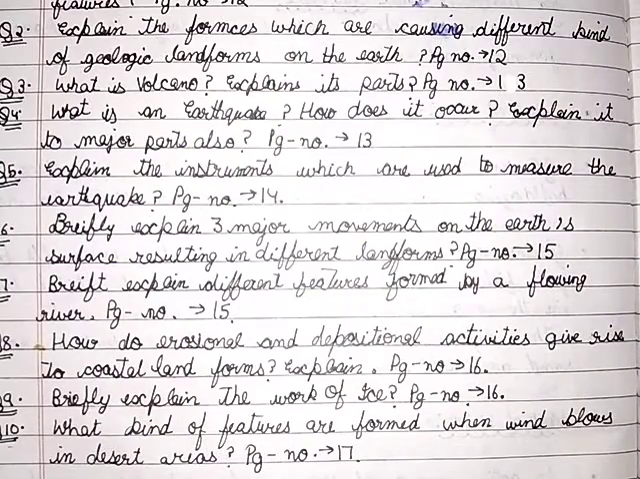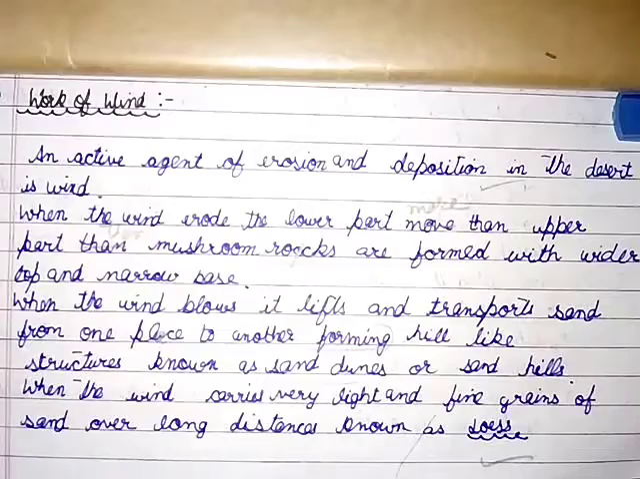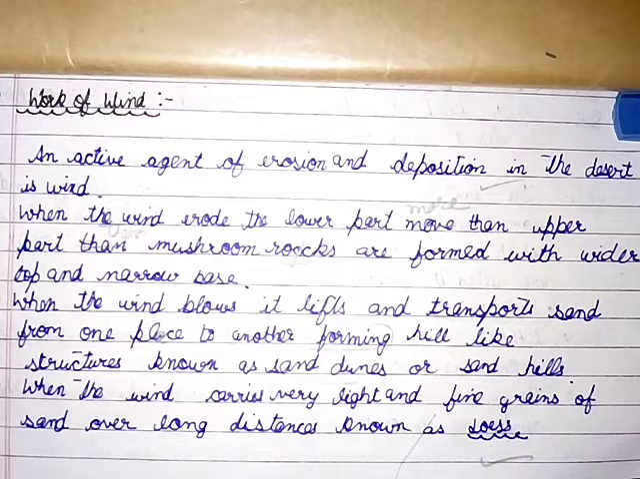Question number 10. What kind of features are formed when wind blows in desert areas? Work of wind. An active agent of erosion and deposition in the desert is wind. When the wind erodes the lower part more than the upper part, then mushroom rocks are formed with a wider top and narrow base.